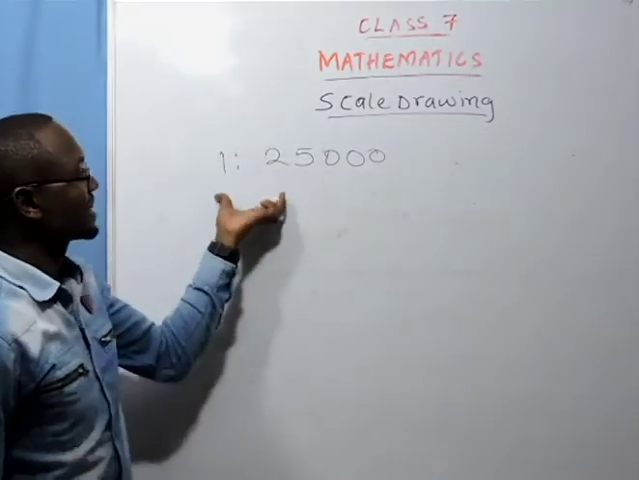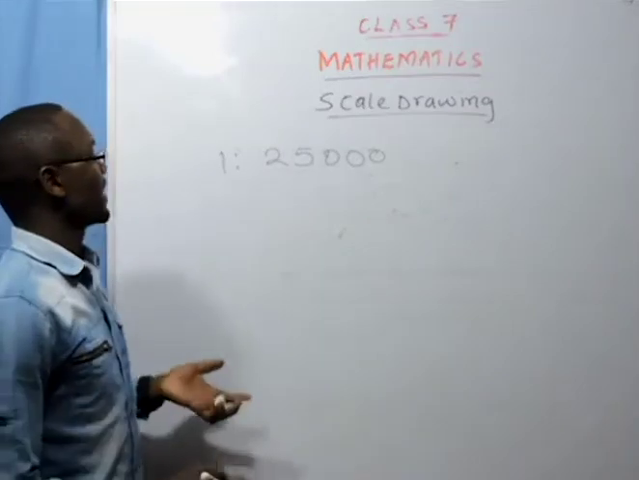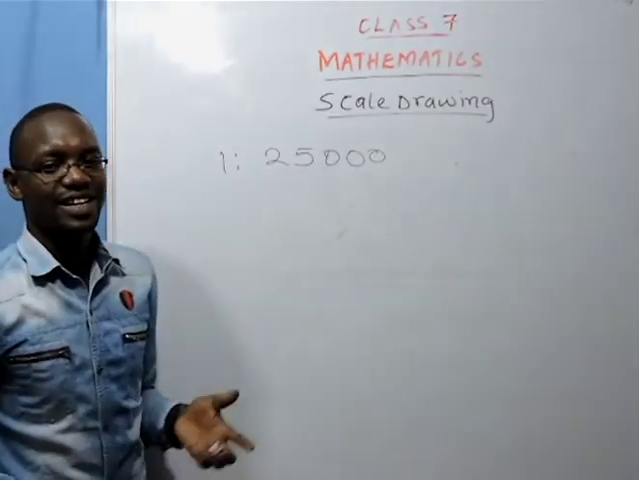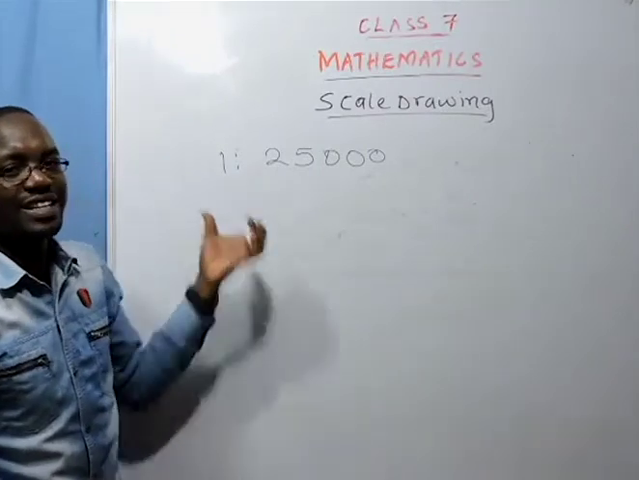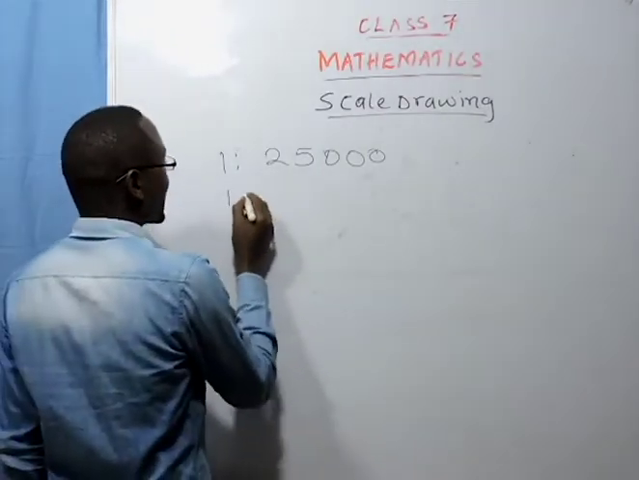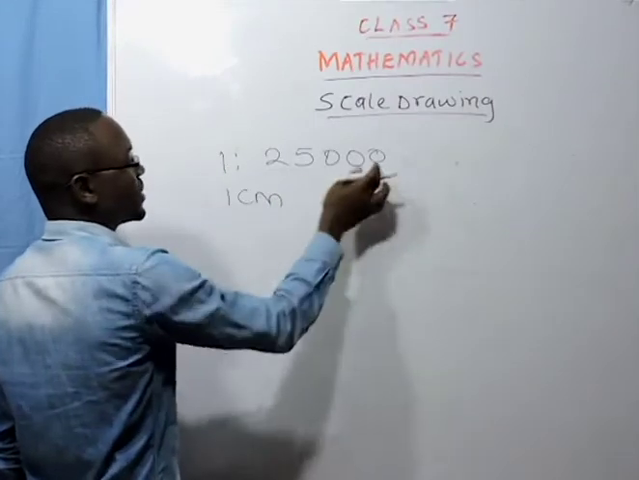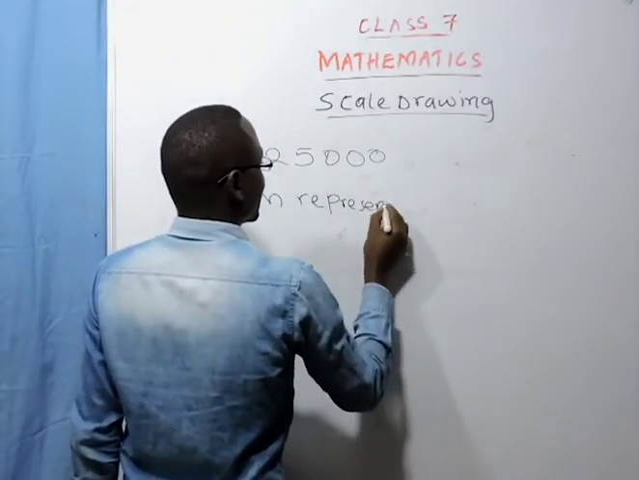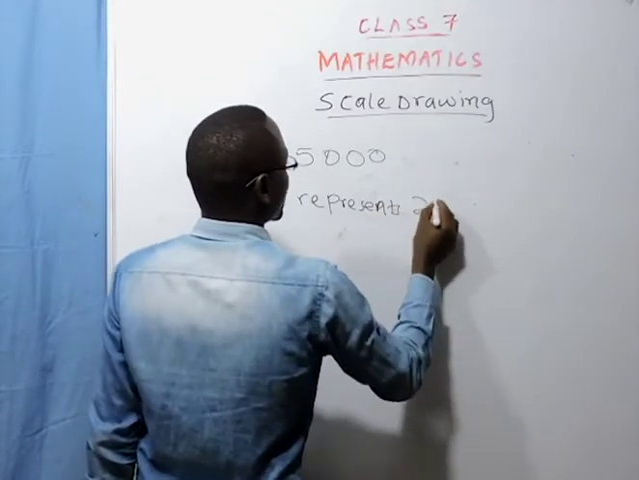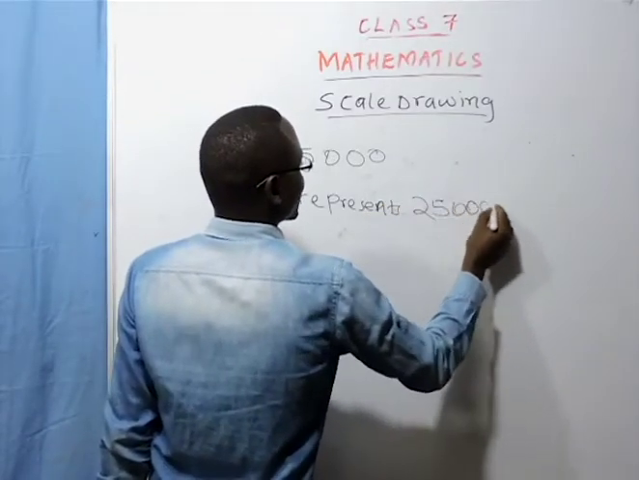You are told to write that scale in the form of a linear scale. So 1 is to 25,000. This statement is a linear statement. We start from the centimeters. We now insert units. 1 centimeter represents 25,000 centimeters.